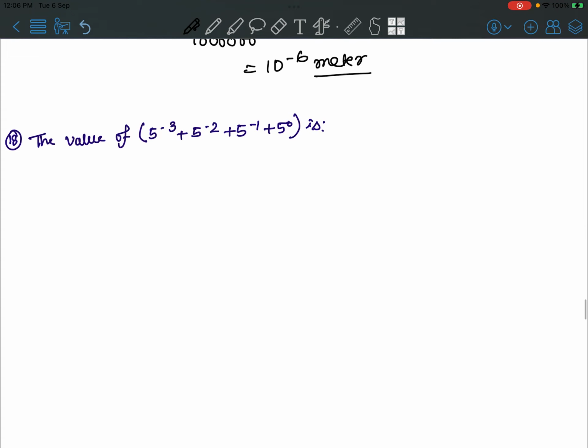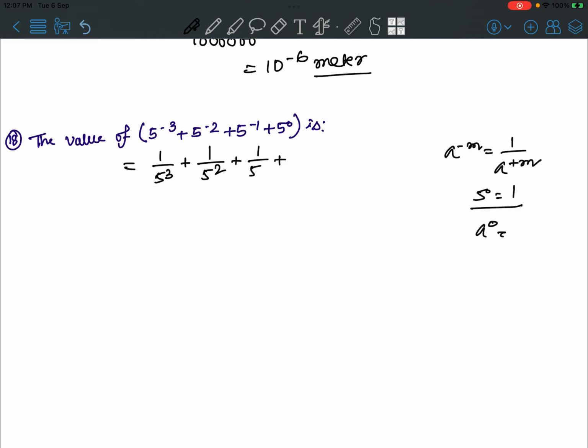Now the next problem is the value of 5^(-3) plus 5^(-2) plus 5^(-1) plus 5^0. So we can write 5^(-3) as 1 by 5 cube. Why? Because again the formula of reciprocal: a^(-m) equals 1 by a^m. So 1 by 5 cube divided by 1 by 5 square plus 1 by 5 to the power... we can write 5^0 as 1, because a^0 is 1.